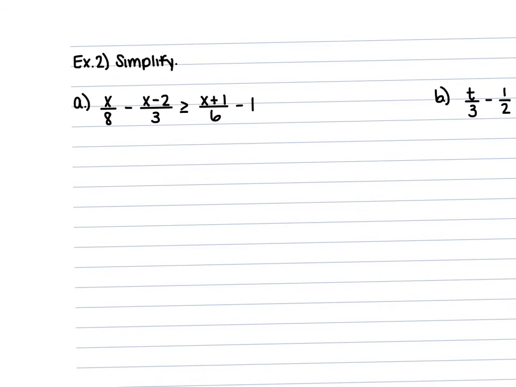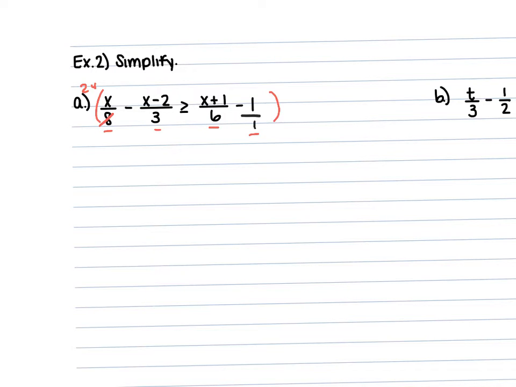So starting off here, I see that I have a bunch of things that are fractions and one thing that is not a fraction. So I'm just going to go ahead and make that a fraction. And what stinks about all this is that they're all fractions. So I'm going to try to get rid of all of the fractions in one shot. Now I need something that 8, 3, 6, and 1 all go into. And that number would be 24.